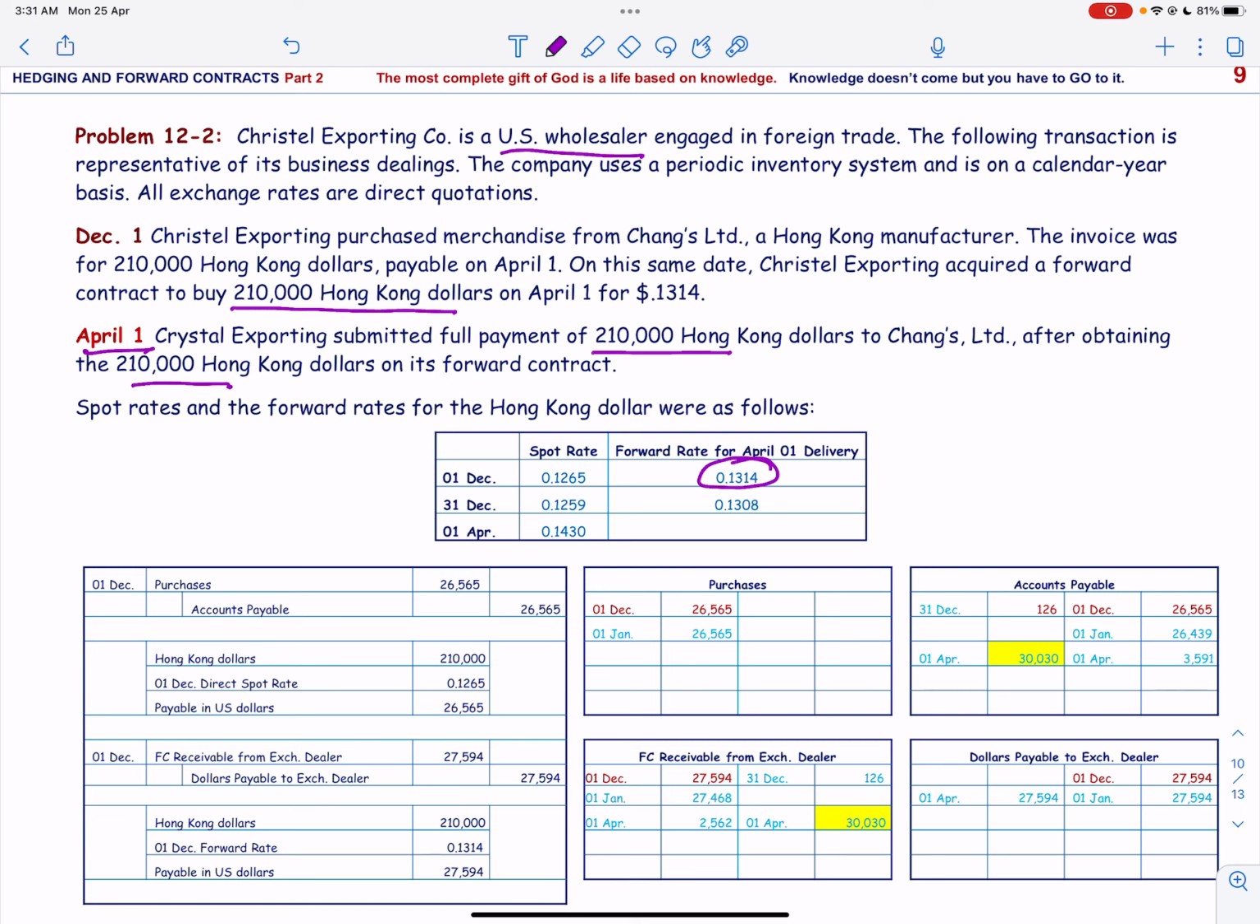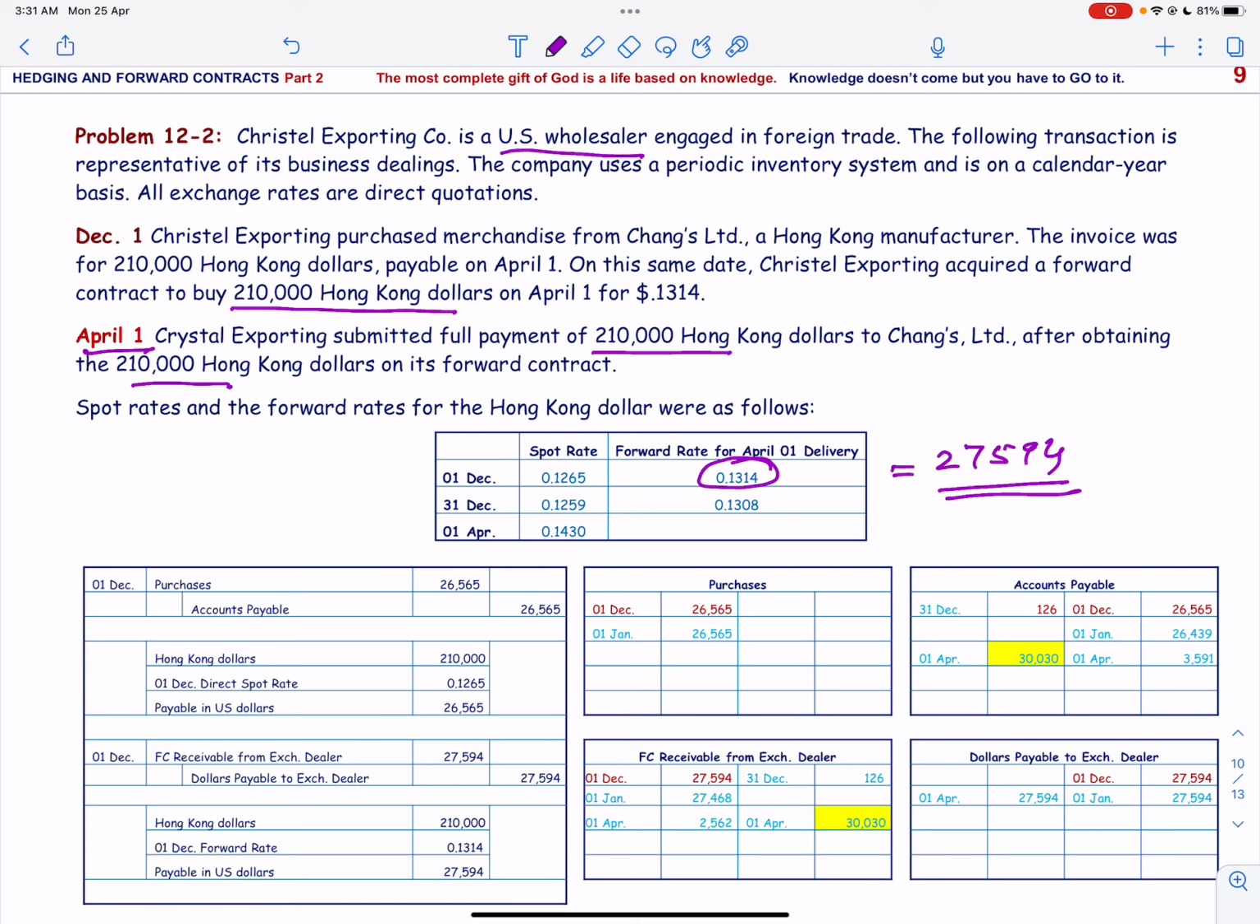210,000 times 0.1314 is 27,594. So Crystal Company logged this transaction for 27,594 as it does not want to bear the risk of unfavorable exchange rate risk on the settlement date. The spot rate and the forward rates for the Hong Kong dollar are as follows, and here is additional information we need to work through to record the transactions.